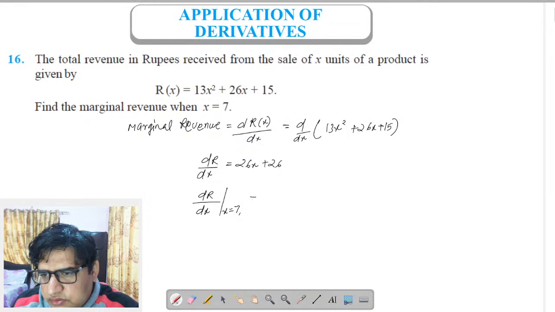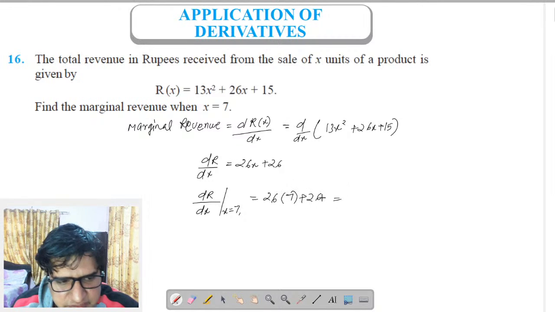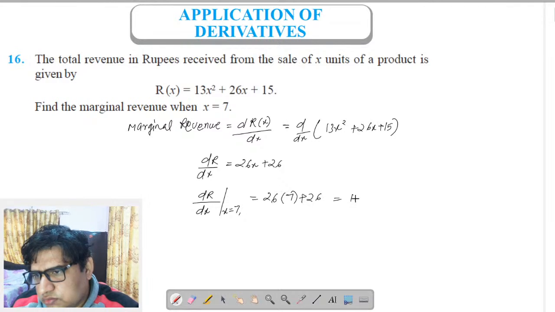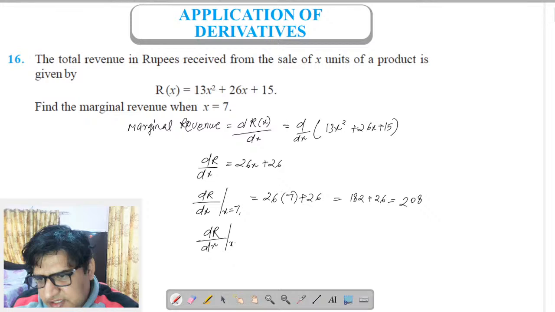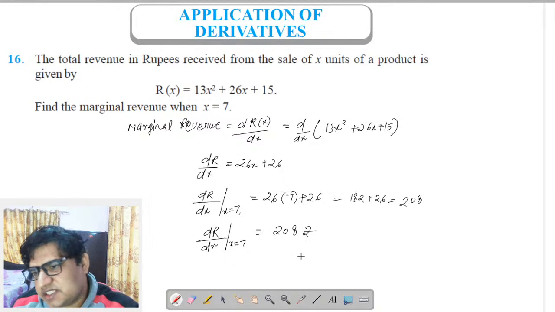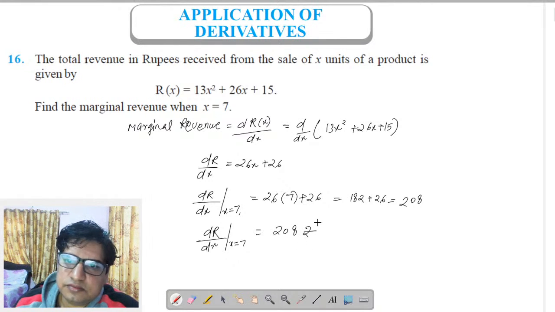at x is equal to 7, so this will be equal to, ठीक है, so this will be equal to 26 into 7 plus 26, ठीक है, so 26 into 7 is 182 plus 26, so this will be 208, ठीक है, so marginal revenue is 208, ठीक है, so dr by dx at x is equal to 7 is 208 rupees, ठीक है, so this is how we can simply calculate and find out the value of marginal revenue.